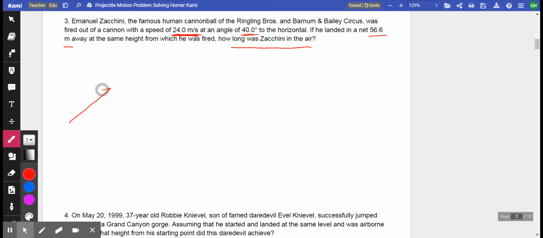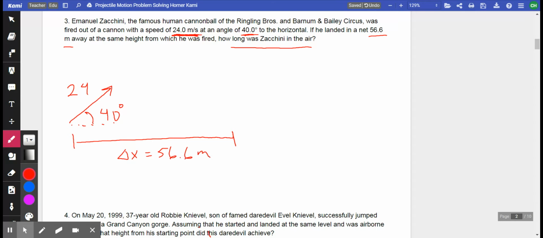Let's draw our triangle. So we know that this guy is launched at that angle, and that angle is 40 degrees. So there's my 40 degrees. And I know that my speed here at the 40-degree angle is 24 meters per second. I also know that from where he was launched all the way over to where he landed was a delta x equal to 56.6 meters. Let's go through, and we need to figure out how long he was in the air.